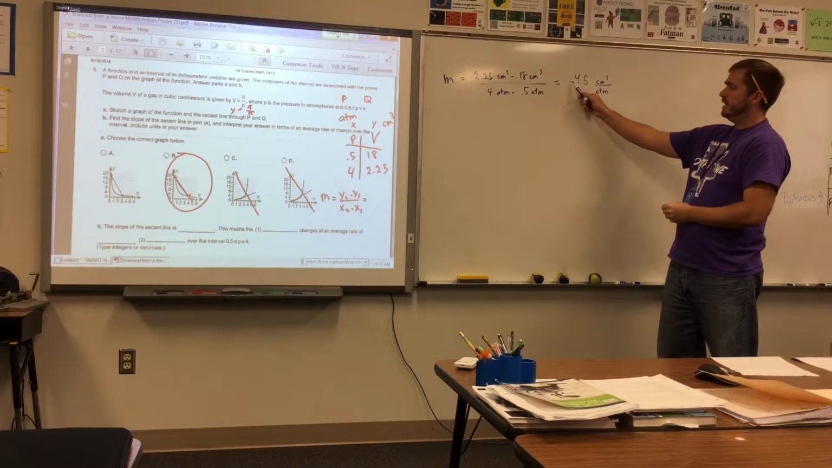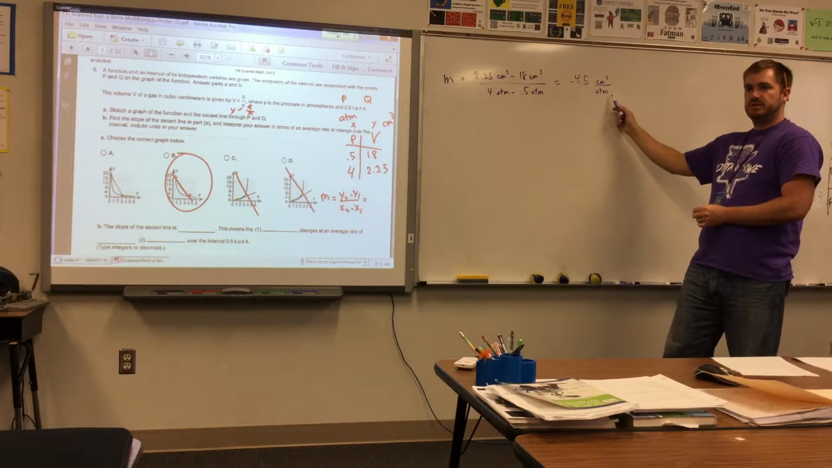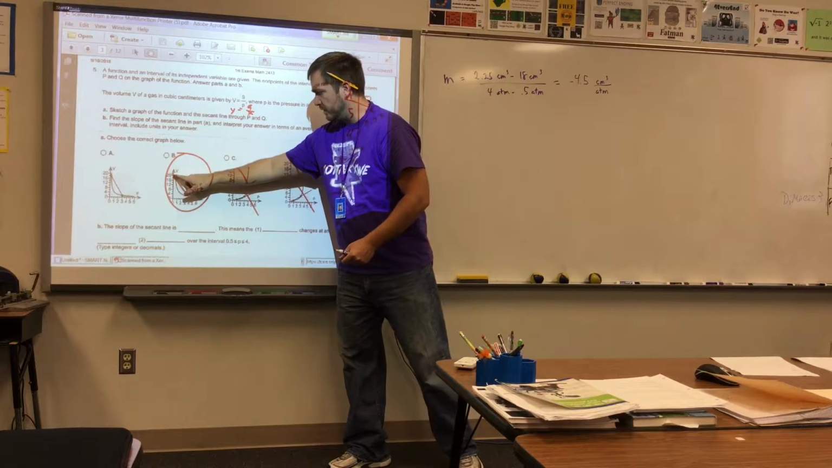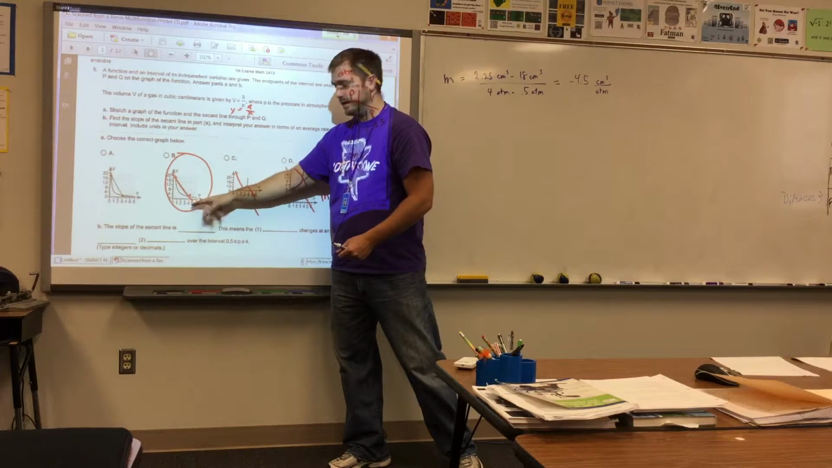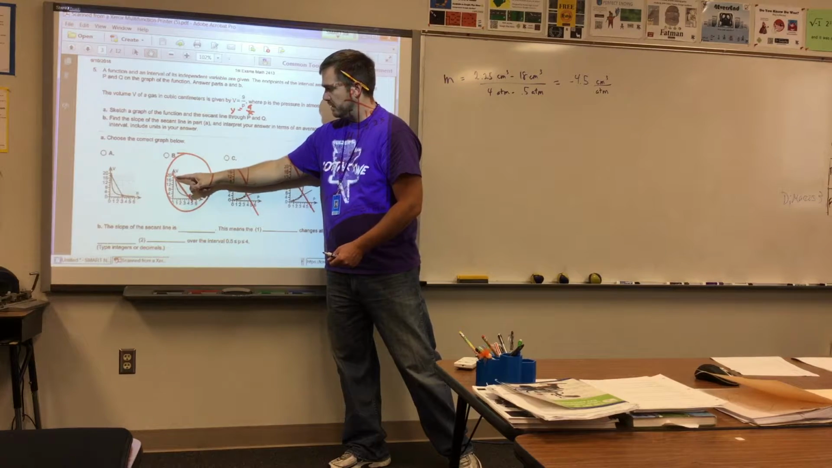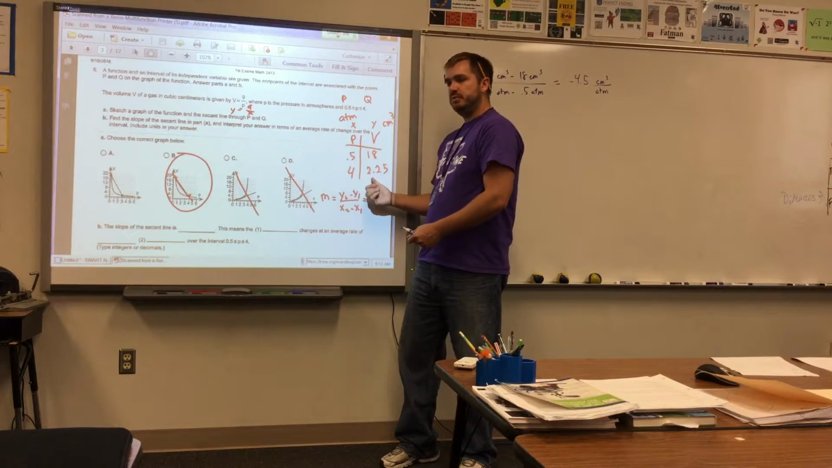So this is negative 4.5 cubic centimeters per atmosphere. So we can actually tell there that the volume is dropping, right? You can tell it by the graph. Up here it was at 18, and now it's at 2.25.